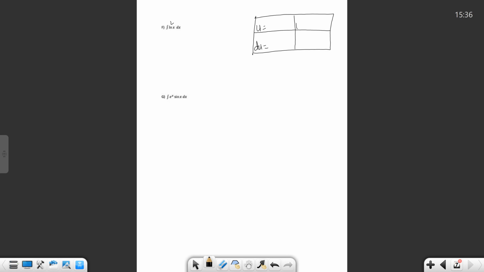Alright, so you can't do the tabular method because you've got that natural log in there. LIATE, the logs are always going to be u first. So the only thing that you have left over is just dx. If it makes you feel better to write 1 dx, please write the 1. The derivative of natural log of x is 1 over x, and to integrate 1, we just get x. Alright, uv minus the integral of v du.